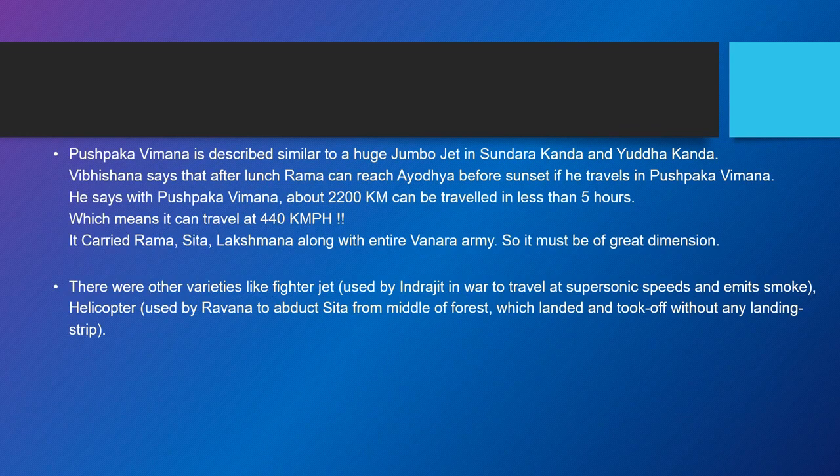Pushpaka Vimana is described as similar to a huge jumbo jet in Sundarakanda and also Yuddhakanda. Vibhishana says that after lunch Rama can reach Ayodhya before sunset if he travels in Pushpaka Vimana. He says that with Pushpaka Vimana around 2200 kilometers can be travelled in less than 5 hours, which means it can travel at 440 kilometers per hour. It carried Rama, Sita, Lakshmana along with the entire Vanara army, so it must have been of great dimension. And as per my research, it has extendable wings also. I'm going to explain in the coming slides.